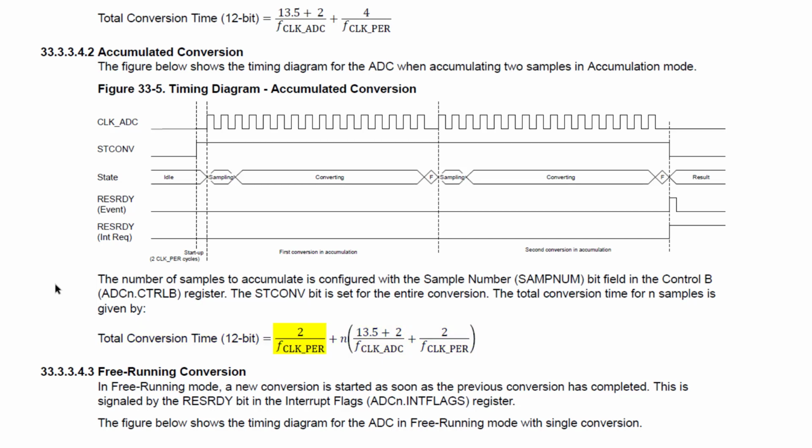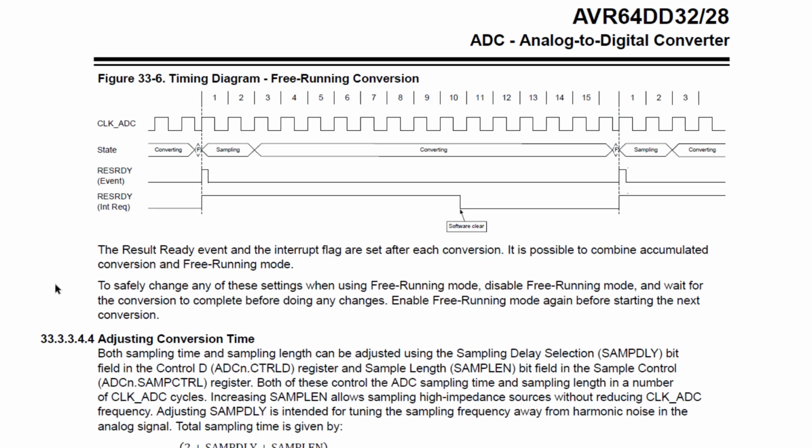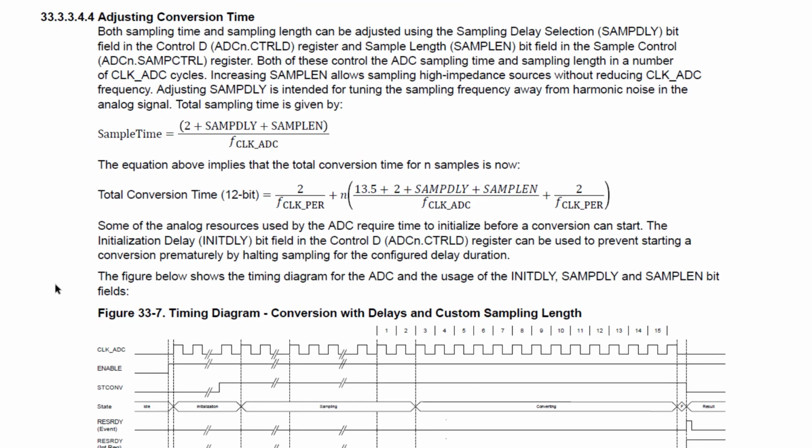We can see the startup time, then the sample and hold along with the conversion, and then finally the formatting. Those are multiplied by n, where n is the number of samples accumulated. We will not be doing a free-running conversion in this example.